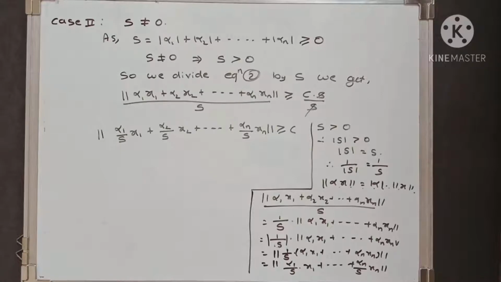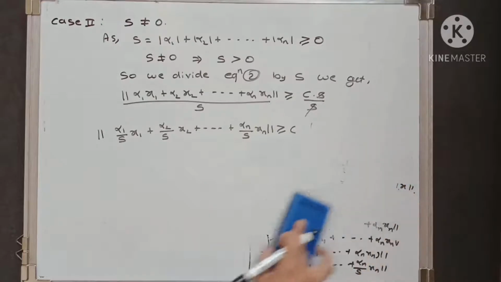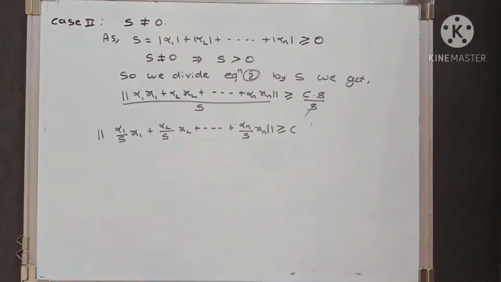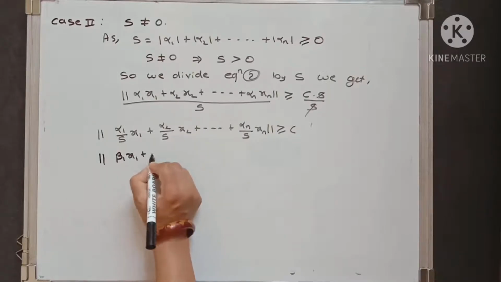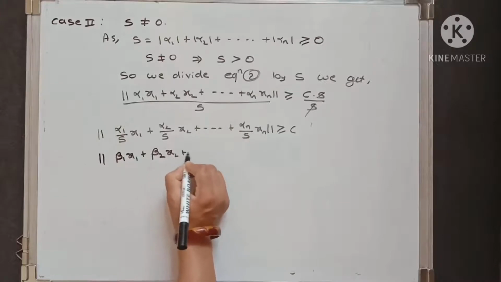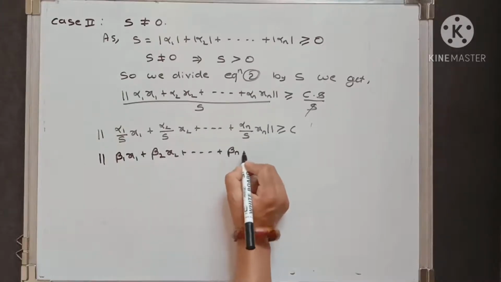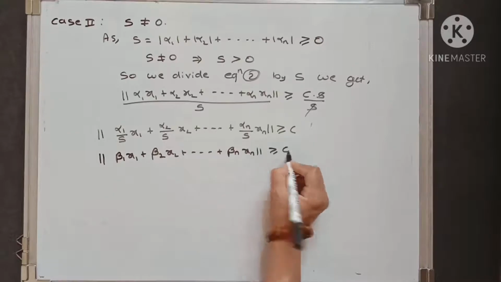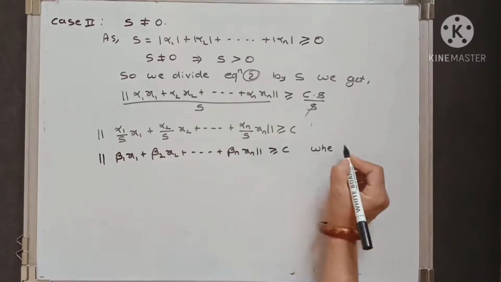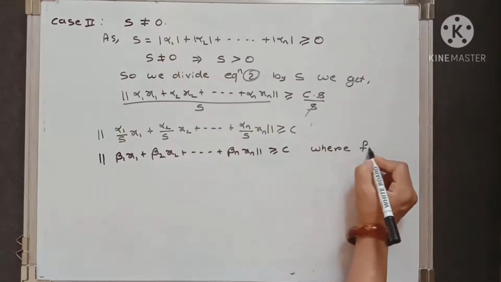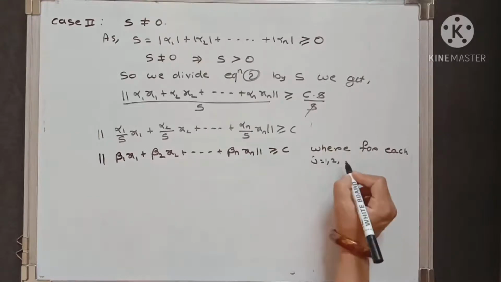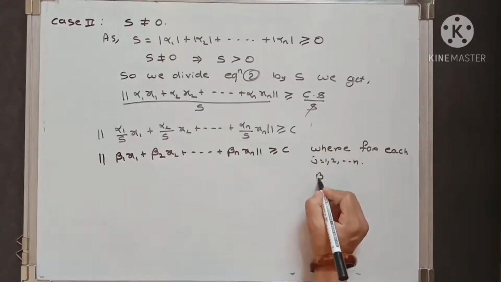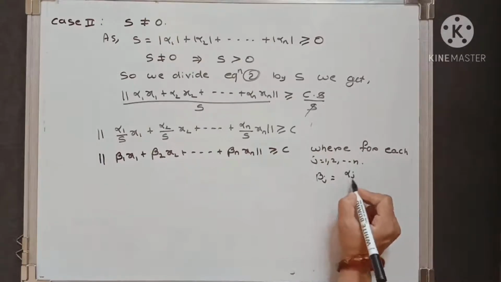Now for the value alpha 1 by s, we write down beta 1. That means we write down norm of beta 1 x1 plus beta 2 x2 up to beta n xn, it is greater than or equal to c, where for each j, j is from 1 up to n, we write beta j equals alpha j by s.